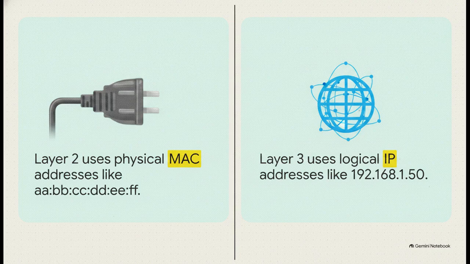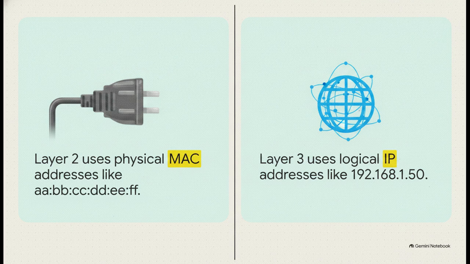Okay, to really understand how these devices work, we first need to draw a hard, absolute line between two completely different ways networks identify devices. Over on the left, you've got Layer 2, the data link layer. This is all about physical, permanently stamped hardware IDs called MAC addresses. Think of it like a car's VIN number. It's stamped on there at the factory, looking like that long string of letters and numbers, a colon BB.